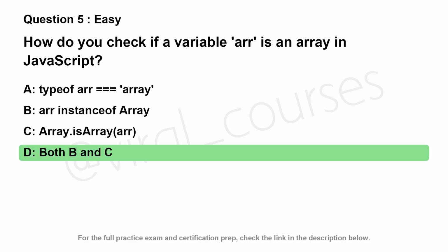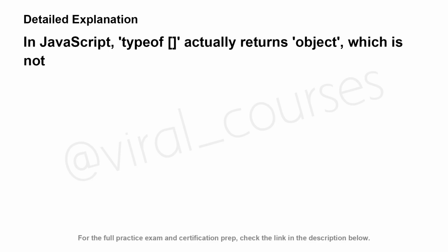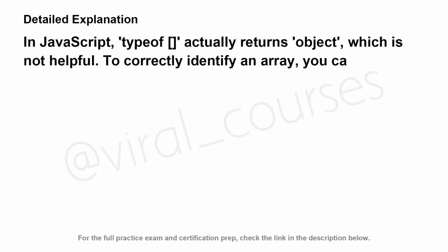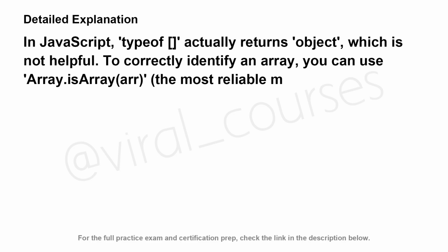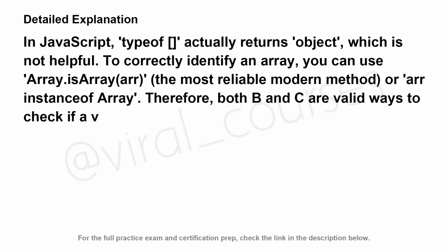The correct answer is D. In JavaScript, typeof actually returns object, which is not helpful. To correctly identify an array, you can use Array.isArray(arr), the most reliable modern method, or arr instanceof Array. Therefore, both B and C are valid ways to check if a variable is an array.